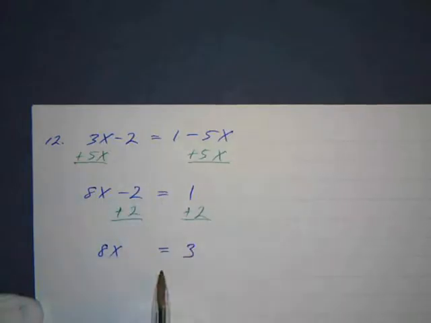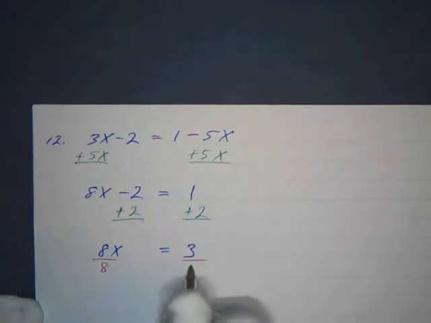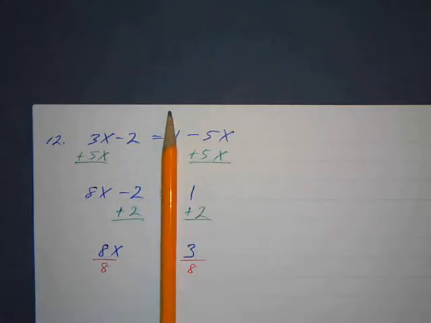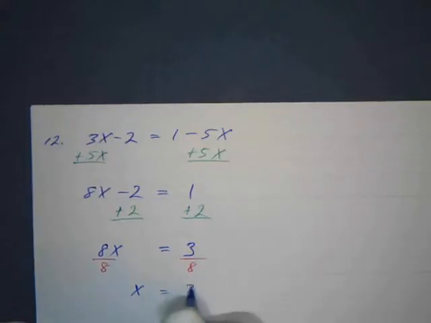Again, keep your equal signs lined up. It's going to make life a lot easier. 8 is joined by multiplication. The opposite of multiplication is division. So I'll divide both sides by 8. And you can see what I did to the left, I did to the right. And 8 over 8 is 1, so I just have 1x, and that equals 3 over 8. And there's your solution.